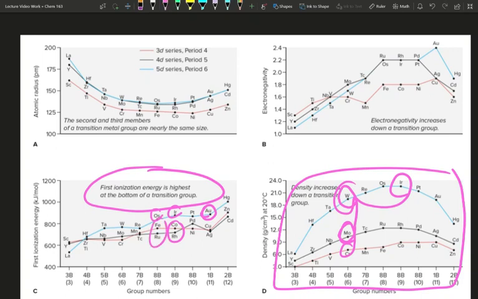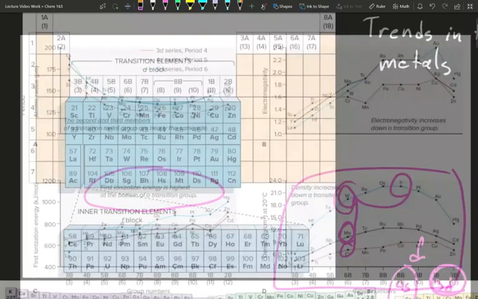As a general trend, the later transition metals are just harder to remove electrons from. Why we don't talk about the 6D elements is that most of them aren't stable. When we get to radioactivity, we'll discuss it, but they tend to be highly unstable elements and not things that we can readily do experiments in chemistry with.